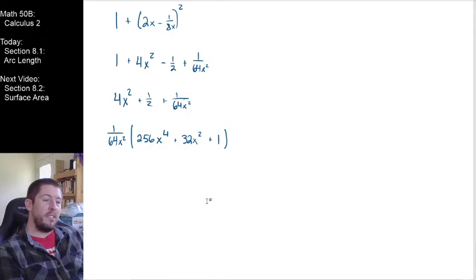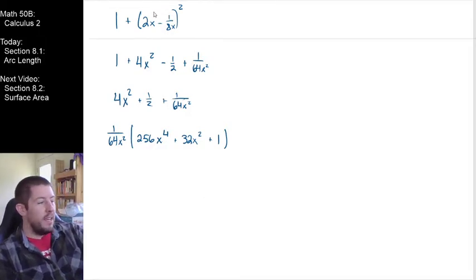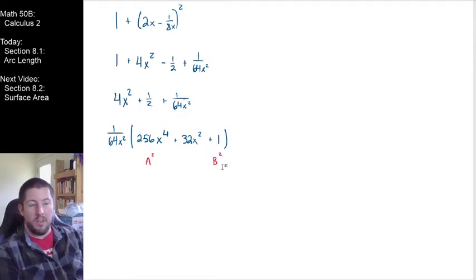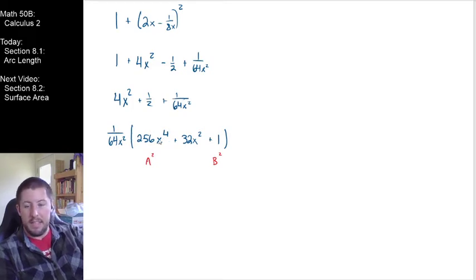Here's the thing I'm also seeing with this. Let me get a smidge of color right here. It looks to me like these are both perfect squares, right? This one right here is 16x squared. If a is 16x squared, then you square that and you get 256x to the fourth. B is just 1. And notice 16x squared times 1 is 16x squared. And you double that and you get 32x squared. Oh my goodness, that just worked out real nice right here.